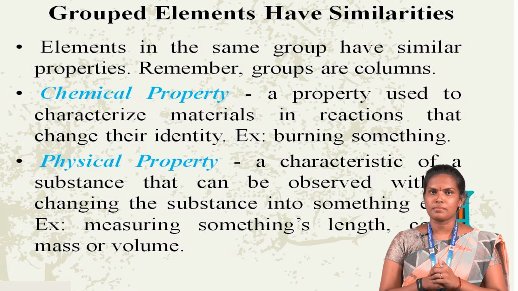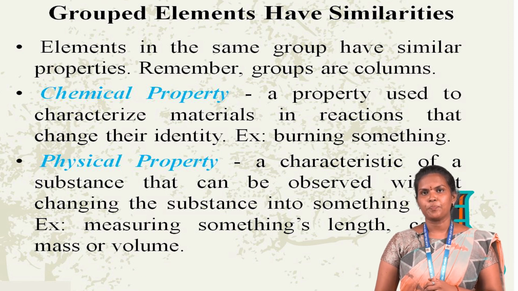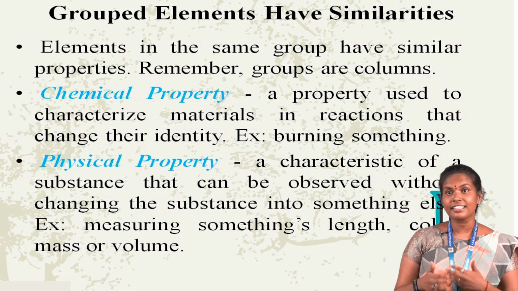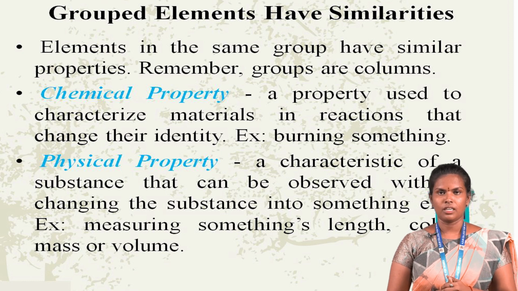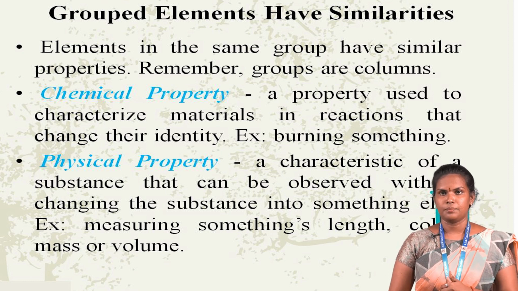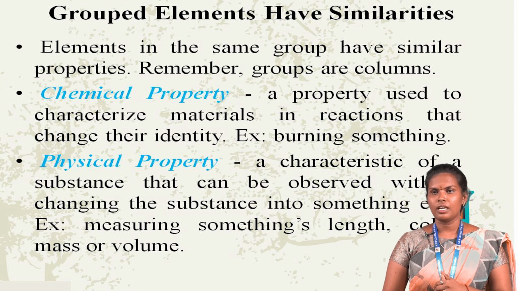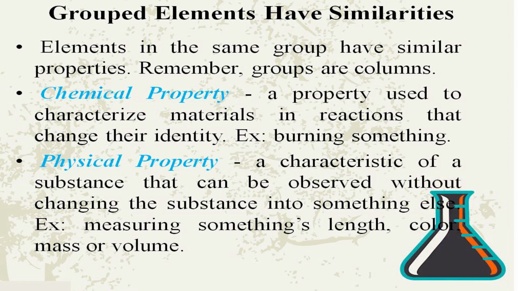Remember, groups are columns. Chemical property: a property used to characterize materials in reactions that change their identity. Example, burning something. Physical property: a characteristic of a substance that can be observed without changing the substance into something else. For example, measuring length, color, mass or volume.